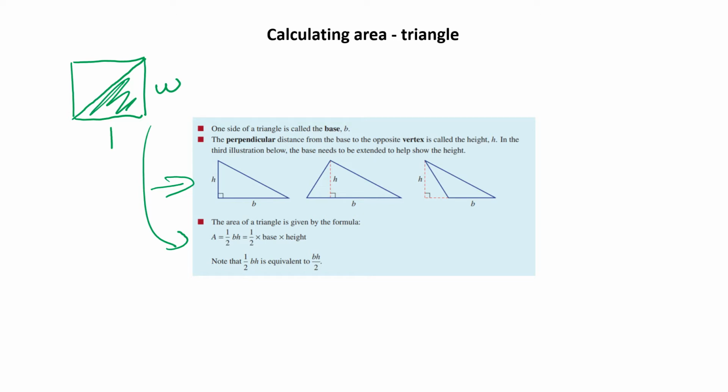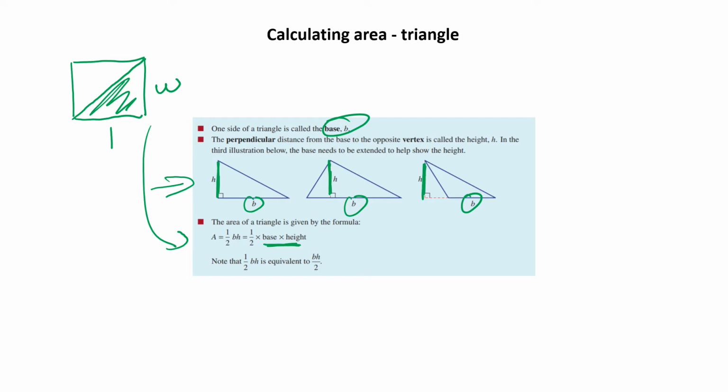So if you look at a triangle, it's basically half the area of its corresponding square or rectangle. We just happen to change some of these terms. So let's have a look. One side of the triangle is called the base. That's what we call B, and you can see some examples of B here. The perpendicular distance from the base to the opposite vertex, so what we're talking about is that part there and this part here.